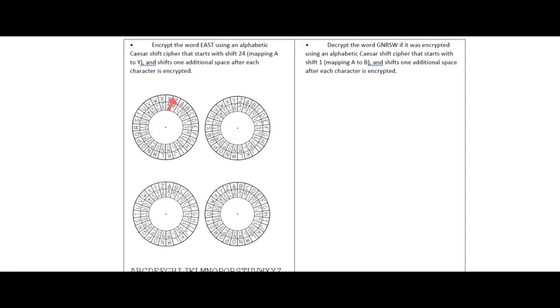Encryption going out, we have A going to Y. So our first word E, we pull up off of this, and right here, E going to C, our first letter would be C.